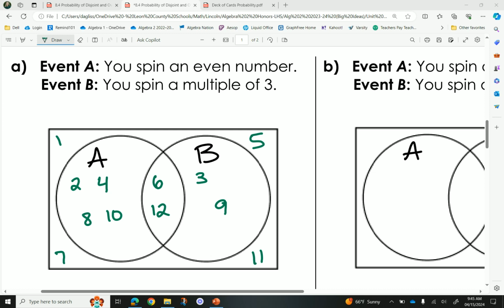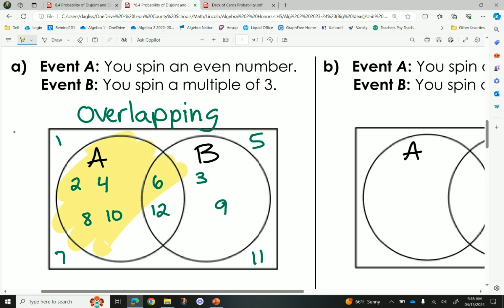Would you say this is overlapping or disjoint? Overlapping. This is overlapping. Good, because there is an intersect. So that was part A. It's to determine if it's overlapping or disjoint. This is overlapping. And then part 2 said, find the number of ways in which A and B can occur. So for that, I need to see what falls in a circle.